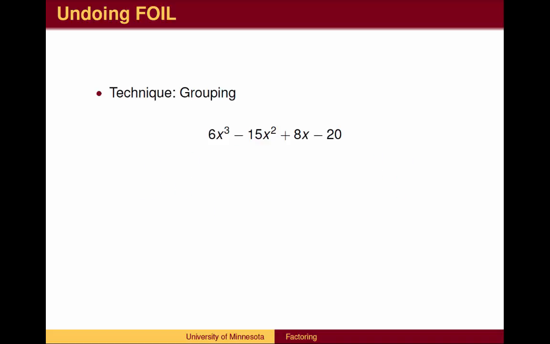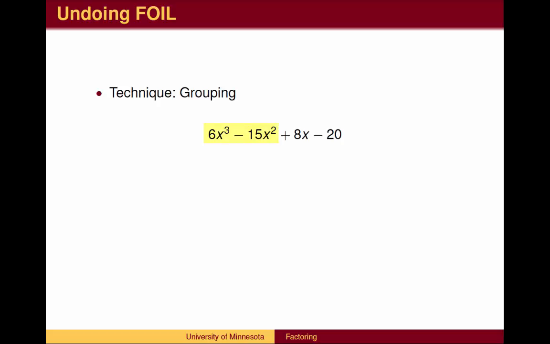The last technique is called grouping. It occurs when the FOIL method produces 4 terms, none of which can be combined. Recall in the FOIL method that the left-hand term in the left-hand factor is part of both the first and the outside, and so is a common factor of the first 2 terms in the FOIL process. We rely on this fact to complete the factoring.